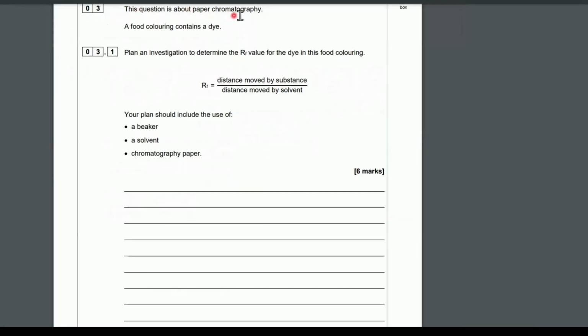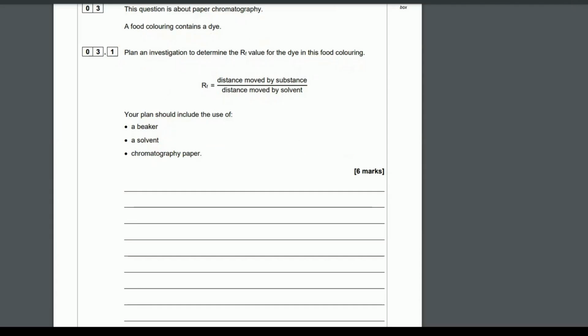This question is about paper chromatography. A food coloring contains a dye. 3.1. Plan an investigation to determine the RF value for the dye in this food coloring. The RF value is the distance moved by a substance divided by the distance moved by the solvent. Your plan should include the use of a beaker, a solvent, and chromatography paper.